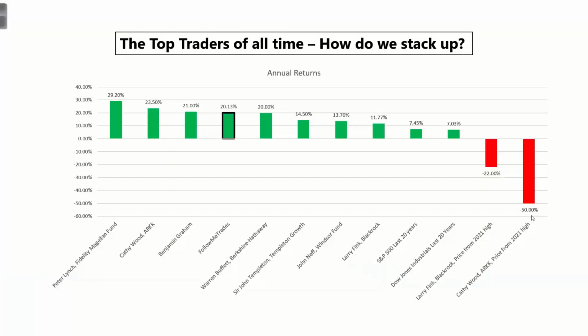So how do we stack up here? Well, here's a quick bar chart. Peter Lynch is the rock star. He averaged 29.2% annual return over a very long time.